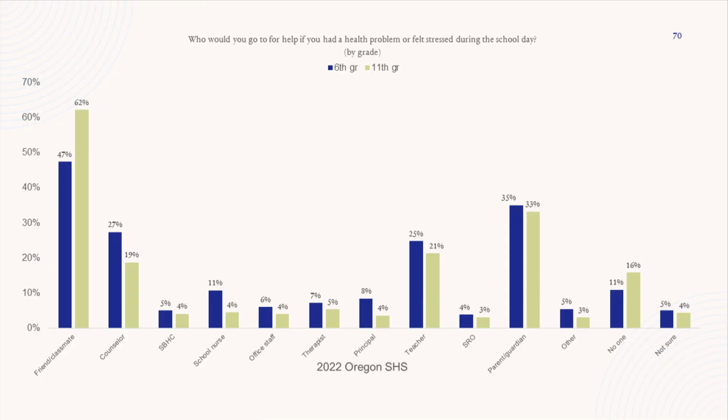Okay. This graph shows 6th and 11th graders' responses to the question, who would you go to for help if you had a health problem or felt stressed during the school day? The majority of youth reported that they would go to a friend or classmate, followed by a parent, guardian, or caregiver, and then a teacher or counselor. And 5% of 6th graders and 4% of 11th graders reported that they would go to a school-based health center if they had a health problem or felt stressed during the school day.